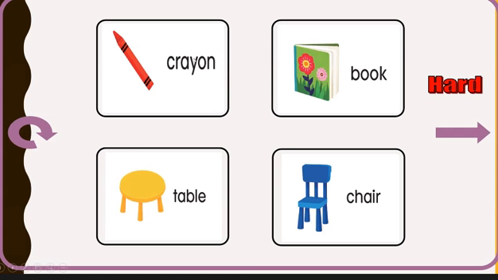Okay, so what number is the crayon? Keep in mind, this is the hard mode. Again, I tried to make it challenging for you. 1, 2, 3, 4. See some ones, see some threes.